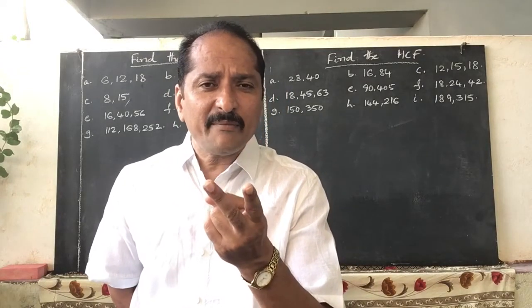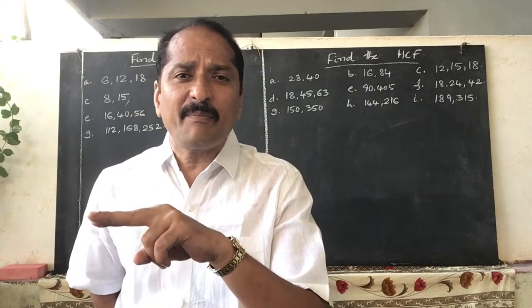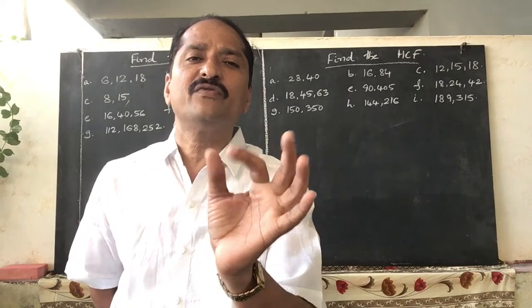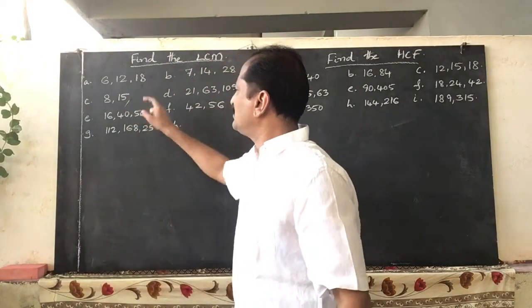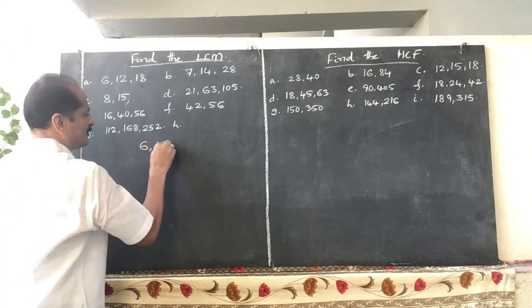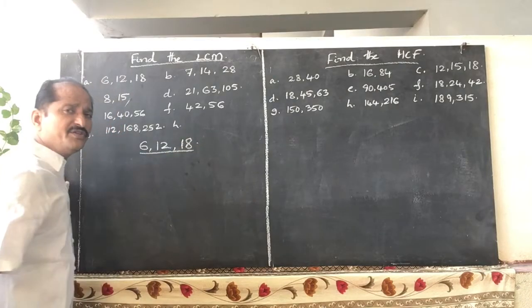If the smaller number is a factor of the greater number, or the greater number is a multiple of the smaller number, then the greatest number is the LCM of those two numbers. Now observe this one: 6, 12 and 18. Here we have only three properties, so out of these three, you check here.